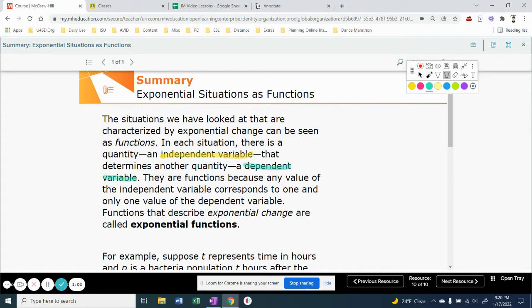Functions exist because any value of the independent variable corresponds to one and only one value of the dependent variable. So one of our two variables determines the other. So I want you to think about that.